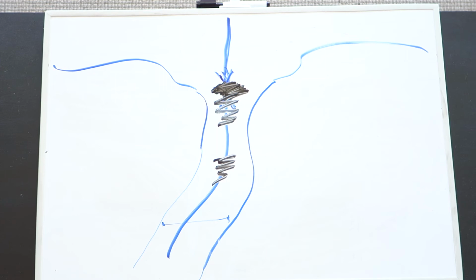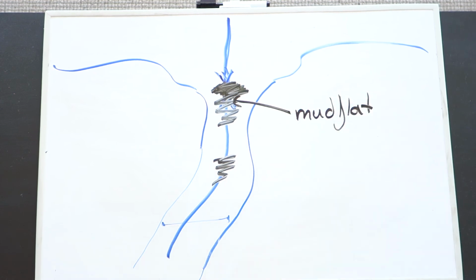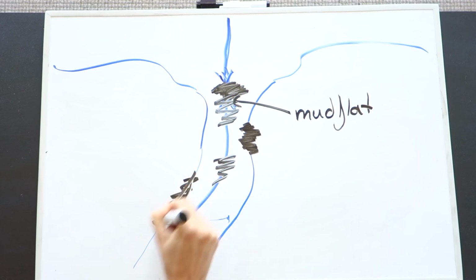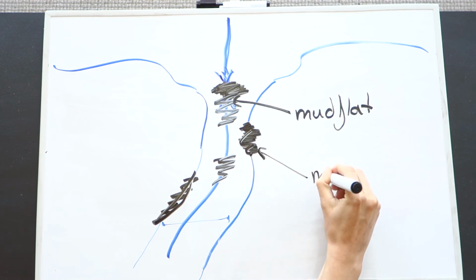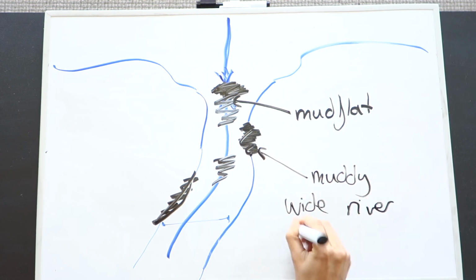So during high tide, the water is unable to be discharged into the sea, the river velocity falls, and sediment is deposited in the middle of the river channel. We call that a mudflat. The river also deposits some sediment in the river banks, creating wide and muddy river banks. So we've got mudflats in the centre of the channel, and we've got muddy, wide river banks at the sides of the river as well.